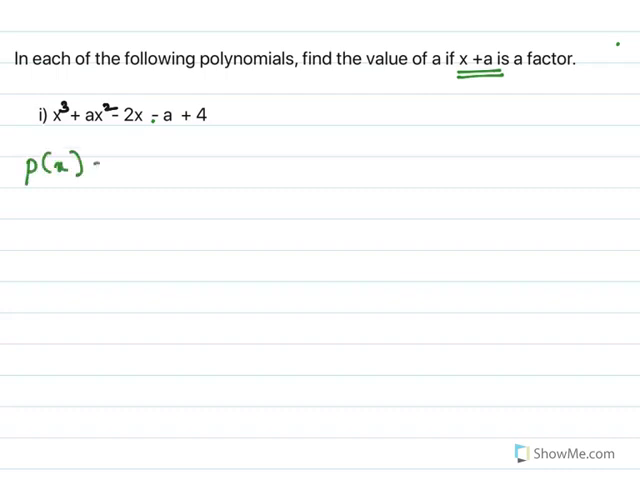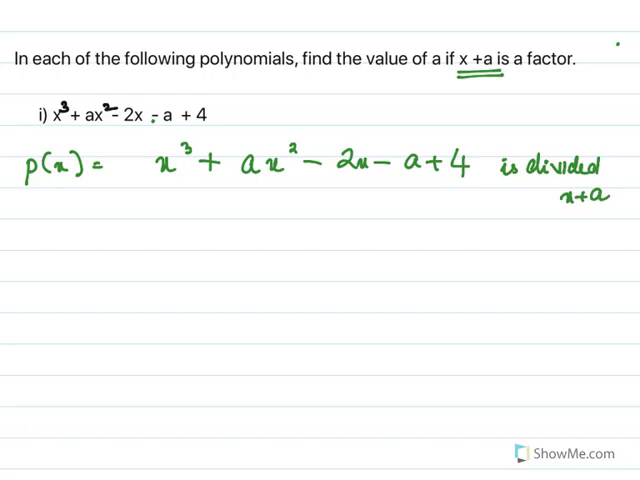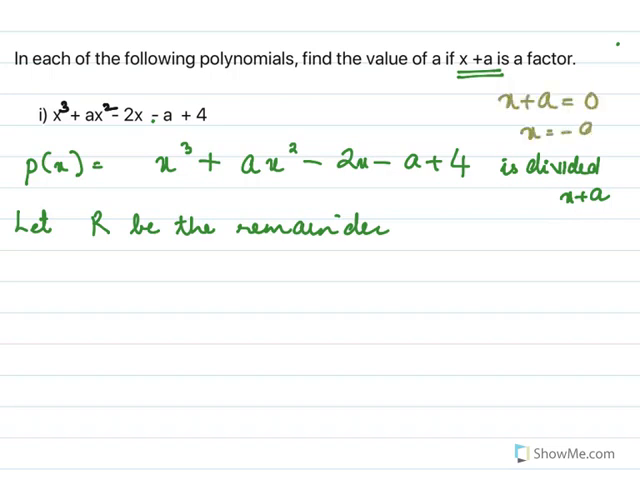In each of the following polynomials, find the value of a if x plus a is a factor. So first we'll do p of x, x cube plus a x square minus 2x minus a plus 4, divided by x plus a. Let r be the remainder. So to find r, we do x plus a equal to 0, x equal to minus a.